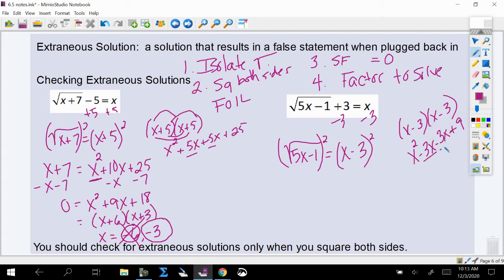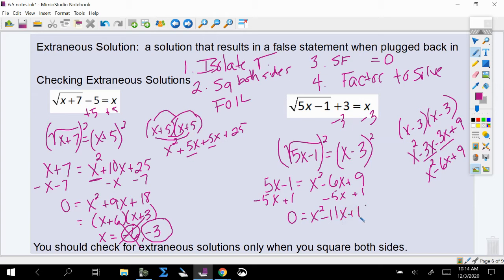You'll notice when you FOIL out binomials that are identical, your outer and inner will be the same. They don't cancel, they just combine. So we have a negative 3x and another negative 3x, which is negative 6x. So coming over here, I have 5x minus 1 equals x squared minus 6x plus 9. I'm going to get everything on one side, so I'm going to subtract 5x and add 1. So I get x squared minus 11x plus 10.